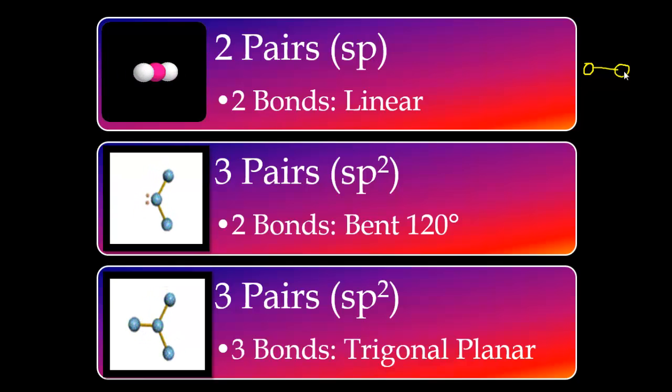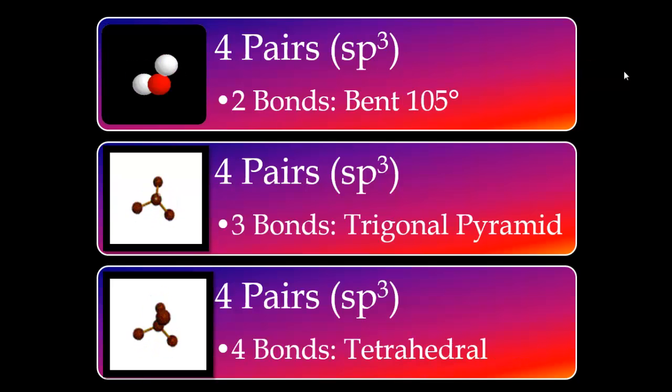Then we have three pairs, and we can have three bonds in which they are all bonded, and we get trigonal planar. This just means that if you drew a line between all of the outer atoms, you'd get a triangle, and it is all on the same plane.